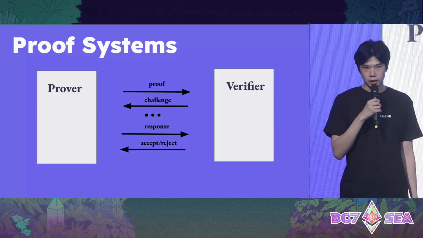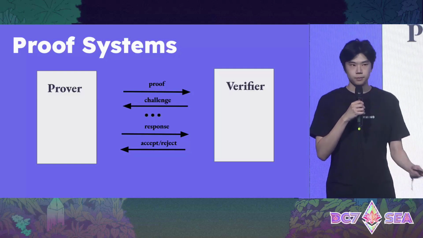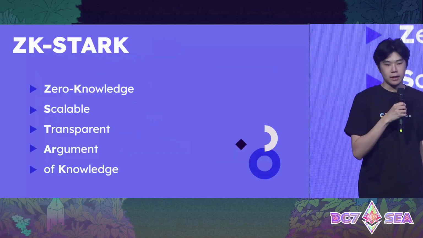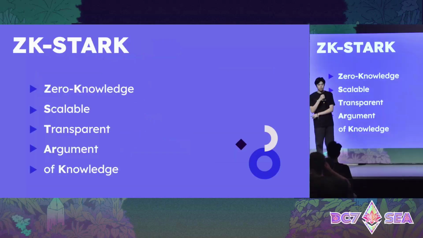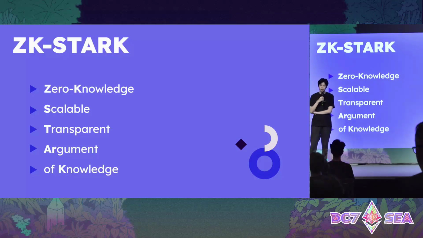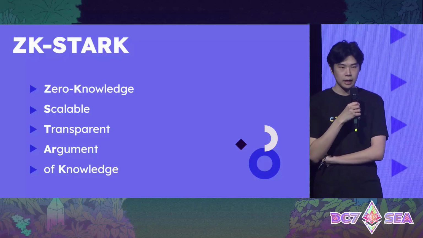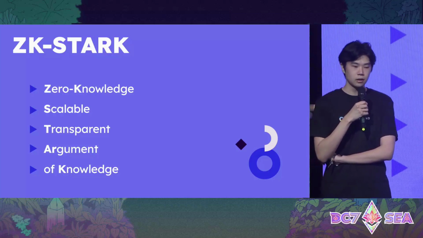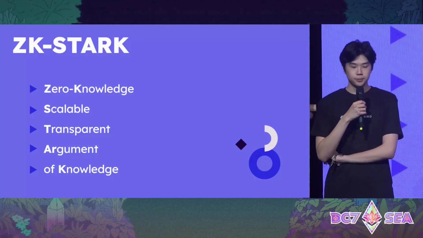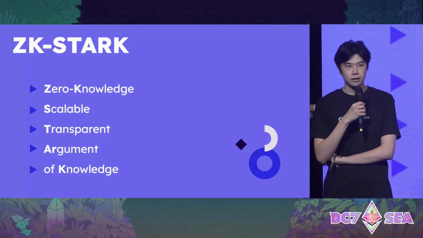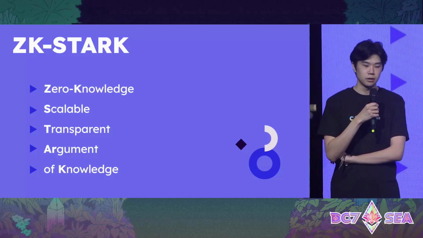And usually in production, we don't really use the challenges in these queries. We instead replace them with some hash function. And just going over the acronym for those who are not quite familiar, zero knowledge just stands for the fact that we hide all the private input and the computation away from the verifier. The scalable stands for the fact that as the computation increases in size, the verifier and the prover run faster and faster. And one of the key things is that the verifier runs much faster than the prover.